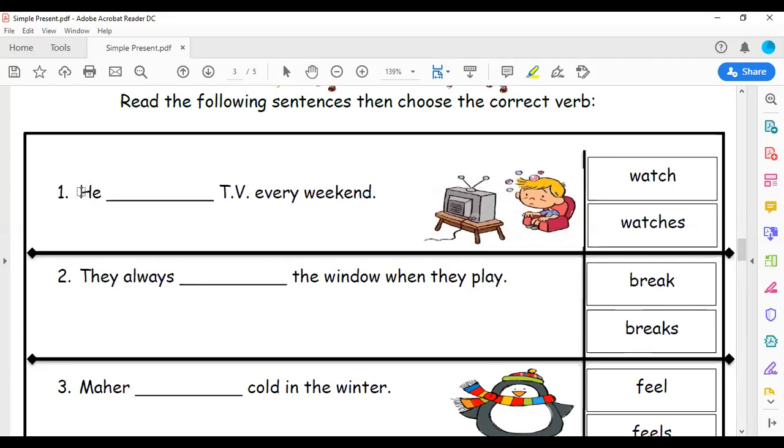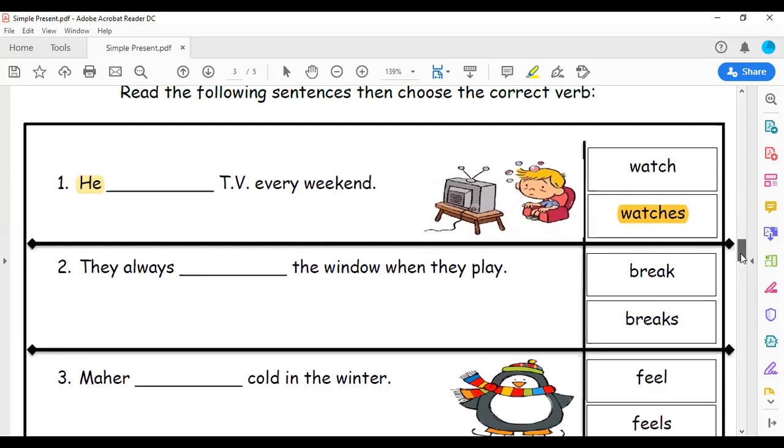I have he. Is it plural or singular? It is singular. Do I add es or do I leave it? Of course I add it. So this is the right answer. Watches. Okay. Watches. This is the right answer. He watches TV every weekend. Number two.